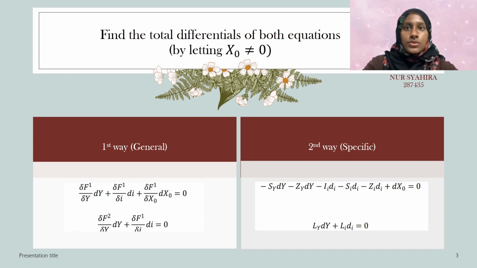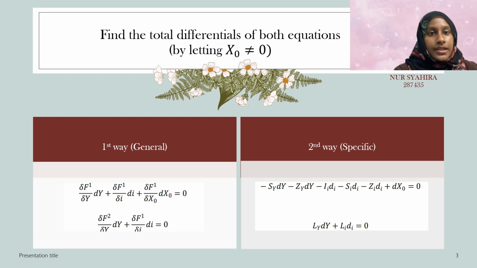Question 2. Find the total differentials of both equations by letting x null not equal to 0. Same like the previous question. For the first way, the general way, you have to give a positive sign for the equation, like delta f1 over delta y dy plus delta f1 over delta i di plus delta f1 over delta x null dx null equal to 0. But for the f2, we don't have x null, so we just write delta f2 over delta y dy plus delta f2 over delta i di equal to 0.